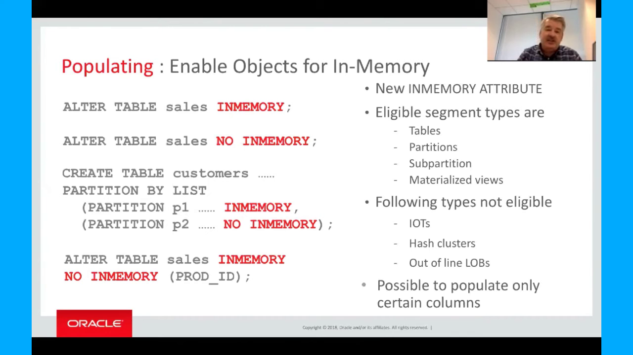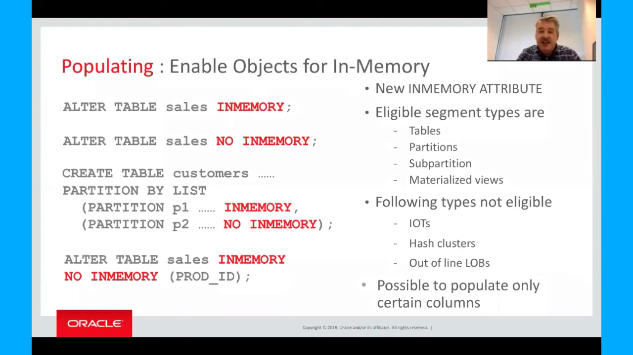So that can not only save you memory, but speed up population, because remember, initially we're only enabling objects for in-memory, and then population based on priority will happen in the background. And so when you start up the database, it doesn't take longer to start up because we're going to populate all of that in the background, like a lot of the other Oracle database processes that will occur in the background. Again, tables, partitions, subpartitions, and then materialized views as well can be populated in the column store.